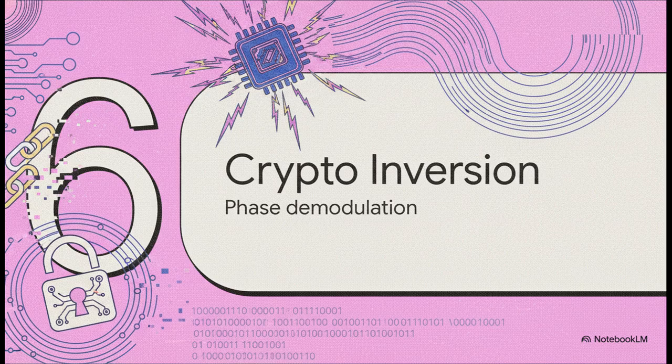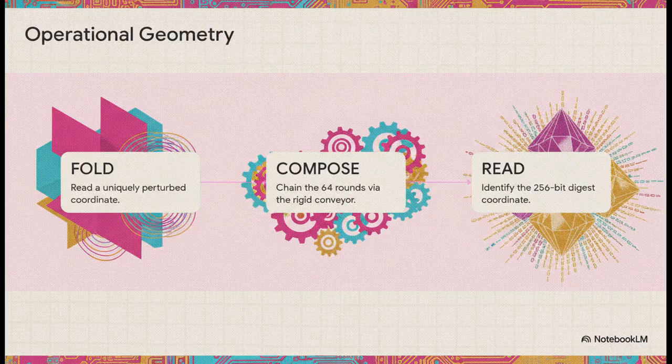And finally, part 6, reframing cryptographic inversion. If we frame the physical mechanism of hashing not as this chaotic, random scramble, but as a rigid sequence to fold, compose, and read, we completely change the game. We are entirely reframing cryptographic inversion here. It's no longer this impossible thermodynamic search through an infinite universe of possibilities. Instead, it becomes an elegant, highly structured process of phase demodulation.